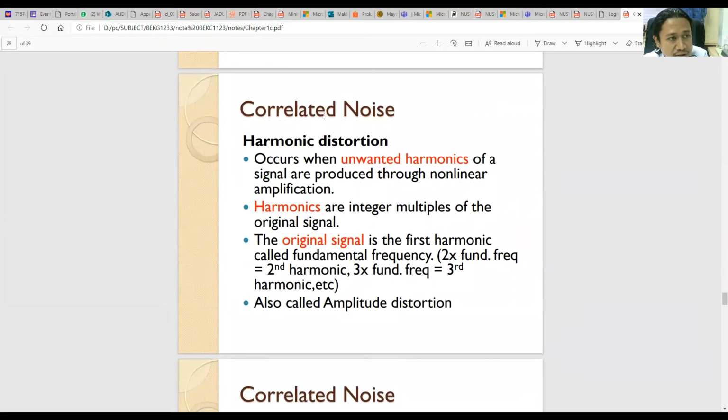For correlated noise, harmonic distortion occurs when unwanted harmonics of the signal are produced through nonlinear amplification. Harmonics are integer multiples of the original signal. The original signal is the first harmonic, called the fundamental frequency. Two times the fundamental frequency is the second harmonic, then we have the third harmonic, and so on: fourth, fifth, sixth harmonic. This is also called amplitude distortion.